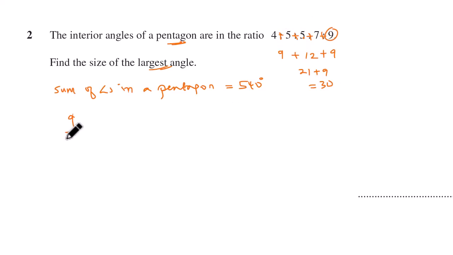So you have 9 divided by 30, then times 540. So this cancels this. 3 here, 1. 3 here is 18. So what you want to do is to just say 9 times 18. And 9 times 18 should give you 162 degrees. It's as simple as that. You have successfully solved 2 questions.